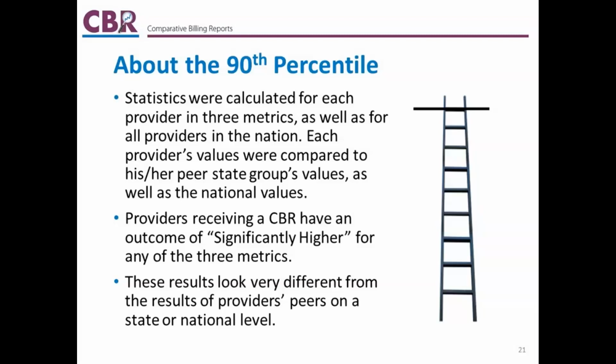Any outcome for a metric in which the provider's value falls above that point would therefore have the outcome of significantly higher for the metric. Let's look at each metric individually and the outcomes for the sample provider on our sample CBR.